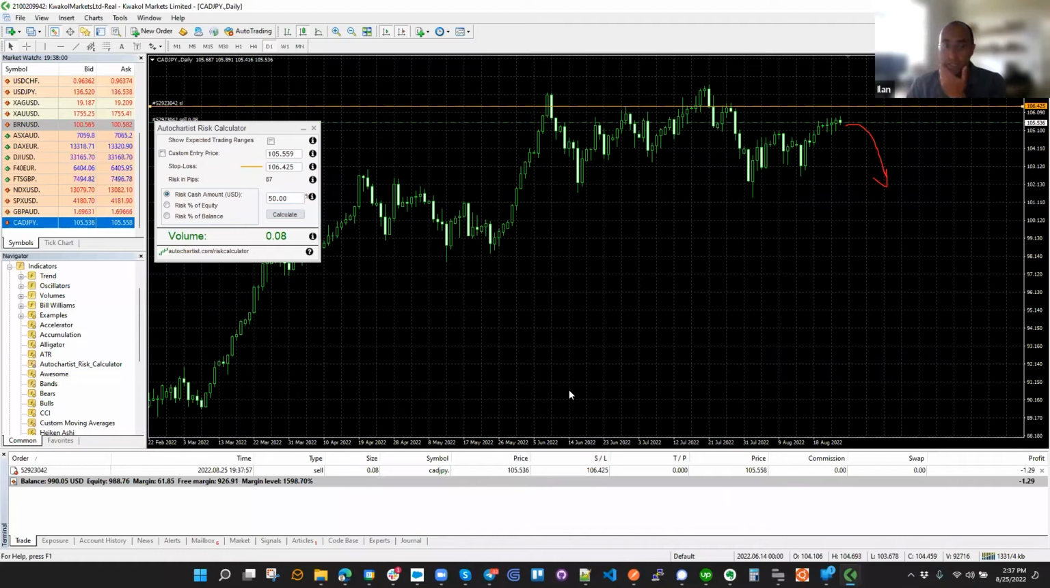Okay, so I'm in the market in a short position. And if the price goes the other way, if it moves up 87 pips, I've still only lost $50 because of my very small position size of 0.08.